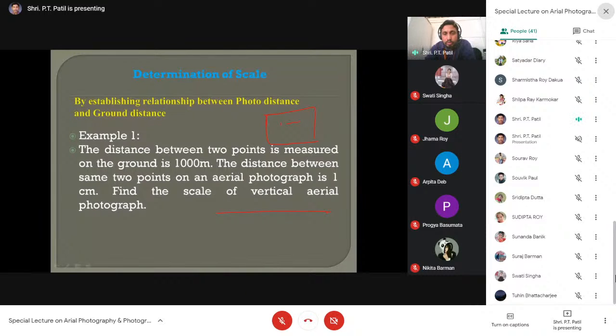So here one question was asked in the examination. The distance between 2 points measured on the ground is 1000 meter. So on the ground, the distance between point A and point B is 1000 meter. And the distance between the same 2 points on the aerial photograph is 1 centimeter. So we know the ground distance and the photo distance, so it is easy to calculate the scale of the vertical aerial photograph. So what is the formula then?